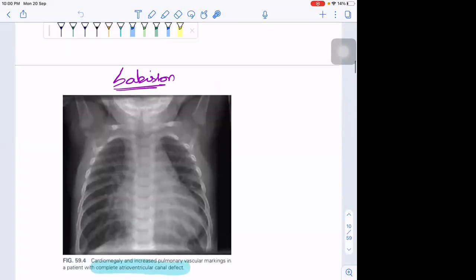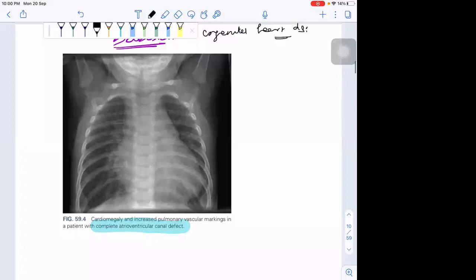After this, now we see about congenital heart disease. This is our congenital heart disease, Sabiston congenital heart disease. So in congenital heart disease, the first syndrome we'll see about is AV canal defect.